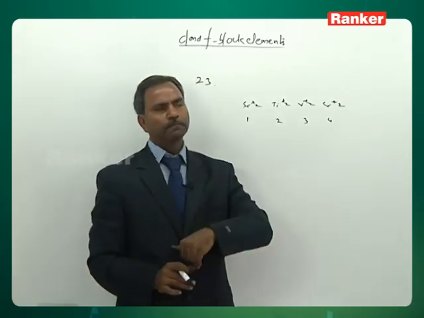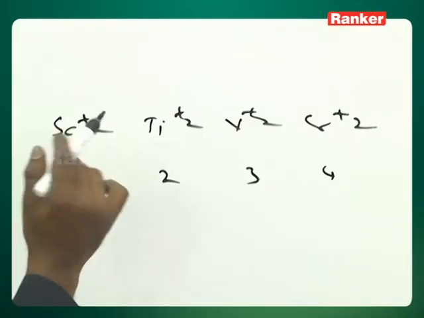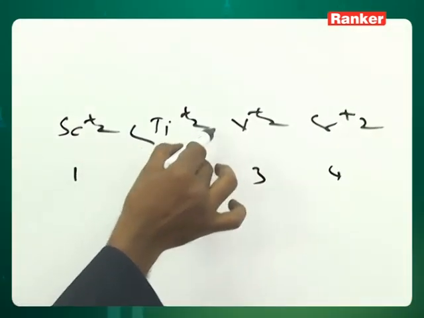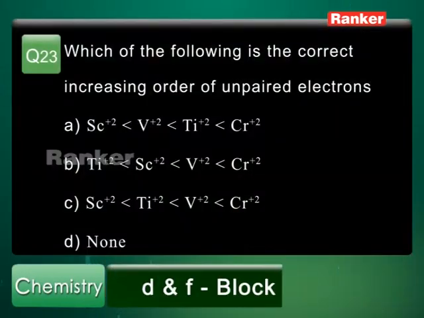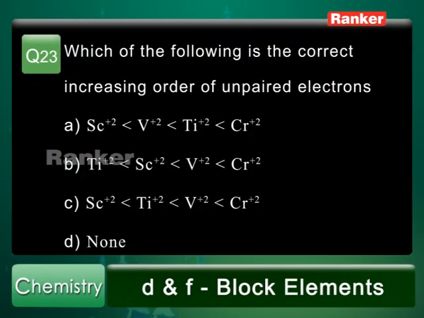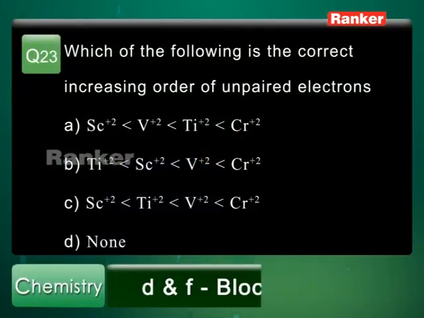Then you go for the options, to see which option is correct. Scandium +2 is less than titanium +2, less than vanadium +2, less than chromium +2. This is our answer. Among the options A, B, C, D, let us check where this answer is suitable. Answer C is the correct one for this.